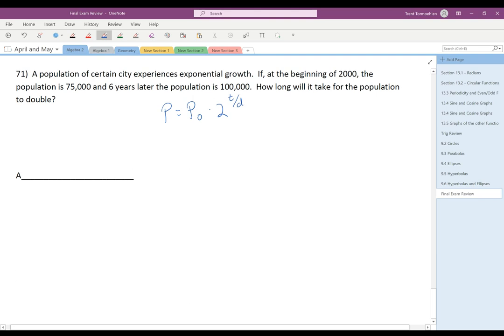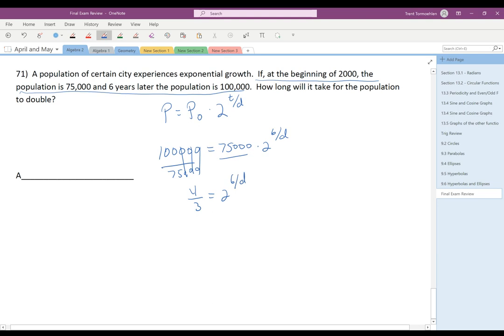In this equation, what we don't know is how long the doubling time is. But we do know each of these other three things based on the scenario given to us. After 6 years, we're going to have 100,000 people. We started with 75,000 people, and that's going to give us 2 to the 6 over D. So we can divide this by 75,000. That just ends up being 4/3 equals 2 to the 6 over D.